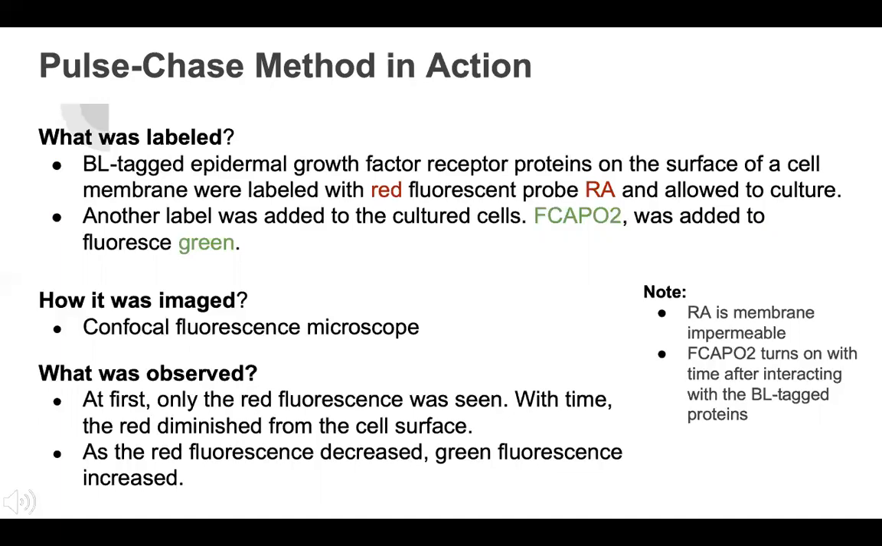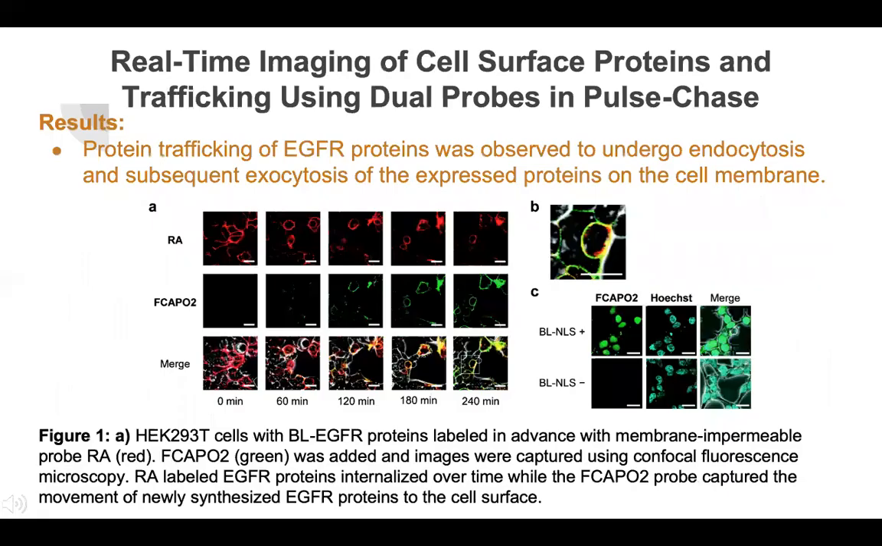At first, they only saw the red fluorescence, and with time that started to decrease, and as the red fluorescence decreased, green fluorescence started increasing. Let's put those results into context. The red fluorescence present at the beginning of the experiment diminished with time. If the red probe is membrane impermeable, that means that endocytosis of the red epidermal growth factor receptor proteins was responsible for the decreasing intensity of the red fluorescence. After the red started diminishing, the green fluorescence started appearing. This indicates that the epidermal growth factor receptor proteins that were engulfed by the cell have started expressing identical proteins labeled green, and those proteins are being sent to the cell membrane surface.